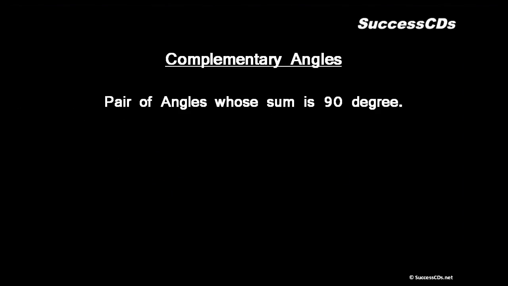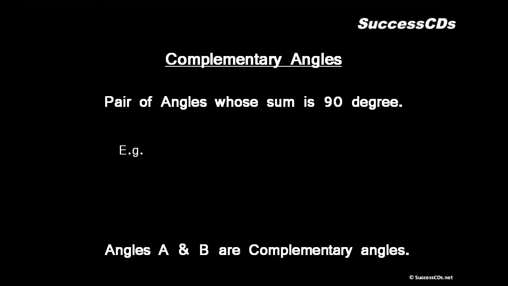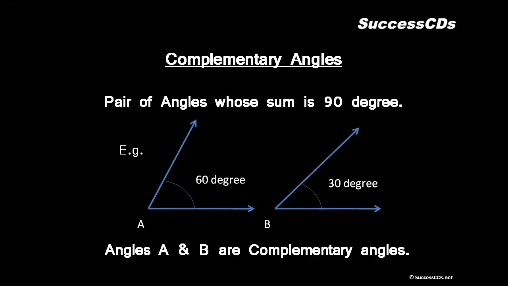Next, we move forward to complementary angles. Now try and understand them very carefully. A pair of angles whose sum is 90 degrees are basically known as complementary angles. For example, here we have two angles. One is of 60 degree measure and the other is of 30 degree measure. If you add both, that is angle A is equal to 60 degrees and angle B is equal to 30 degrees, what we get is 90 degrees as the sum. If we get that, we say angle A and angle B are complementary angles.